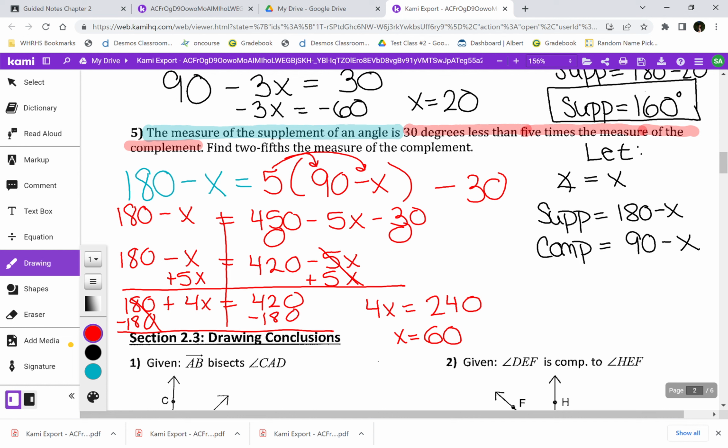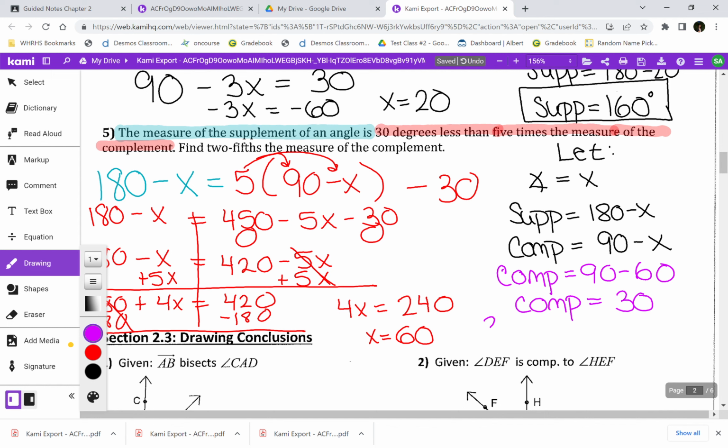Now, I'm not asking for the angle. I'm saying find 2/5 the measure of the complement. Well, before I do the 2/5, what should I find first? Because it says find 2/5 the measure of the complement. So before I take any 2/5 of anything, what should I find? Find the complement. First, find the complement. So let's do that. So the complement will be 90 minus 60. So the complement is 30. Do we all agree with that? The complement is 30. But I didn't say find the complement. I said find 2/5 of the complement.